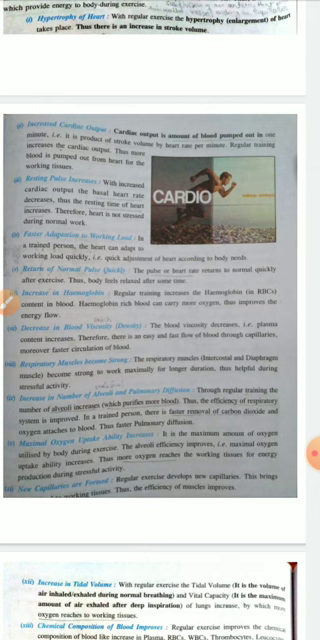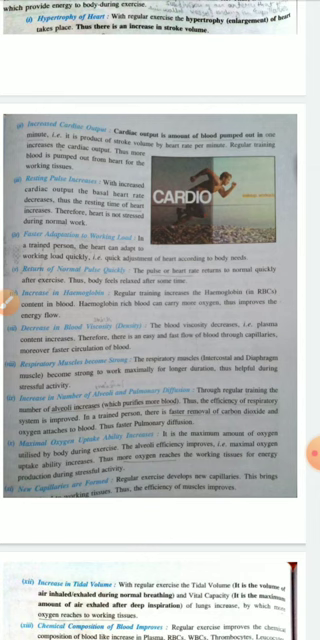Increase in number of alveoli and pulmonary diffusion. Alveoli help in the exchange of oxygen and carbon dioxide in the bloodstream. Through regular training, the number of alveoli increases. Thus, the efficiency of the respiratory system is improved. Therefore, there will be fast removal of carbon dioxide and oxygen attached to the blood. Thus, faster pulmonary diffusion.